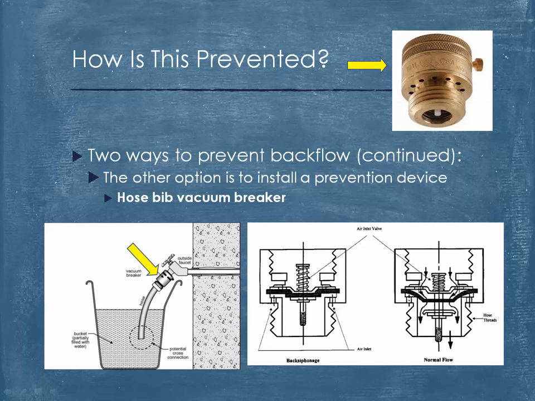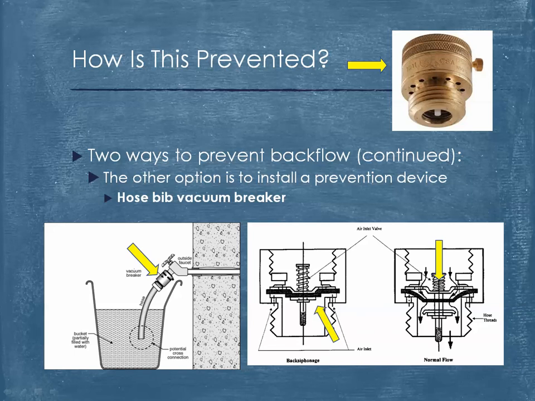be installed. This functions like the atmospheric vacuum breaker on the previous slide, but it has a spring-operated check valve. As water flows through it, the valve is pushed open. As soon as the water is turned off, the spring closes off the water supply.